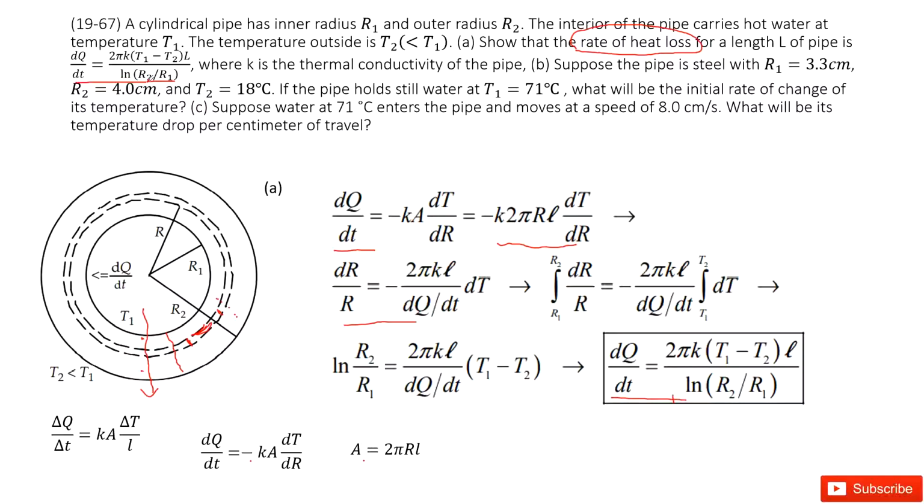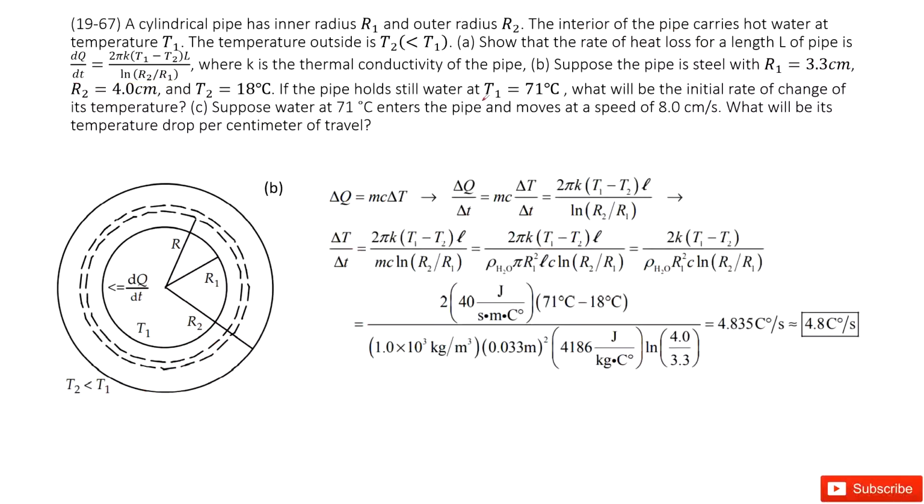Then we are done. The second part gives you some quantities. It gives you the pipe's R1, R2, and T2 as numbers, and T1 is also given. It asks what the initial rate of change of temperature will be. What does that mean? It asks about delta T, the temperature change, right? The rate of temperature change, so that means delta T divided by the time taken.